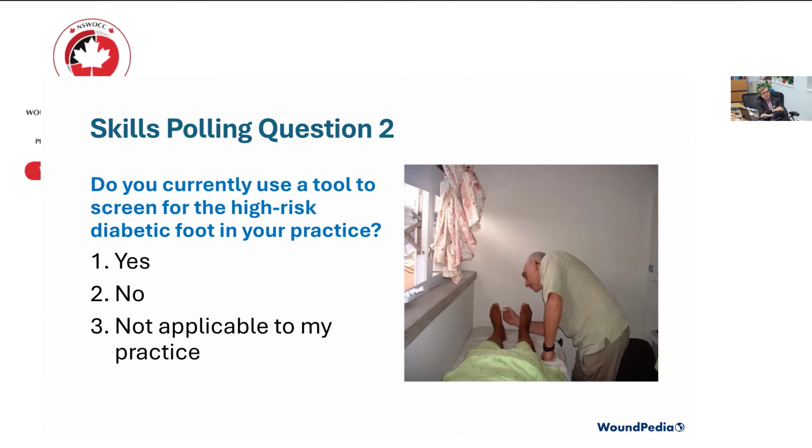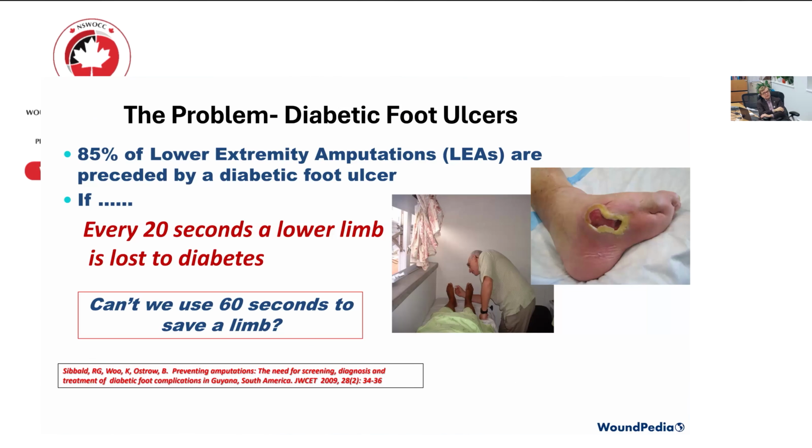Next slide. And we know that 85% of lower extremity amputations are preceded by a diabetic ulcer. And every 20 seconds, somewhere in the world, a lower limb is lost to diabetes. So can we spend a minute to see if we can save a limb?